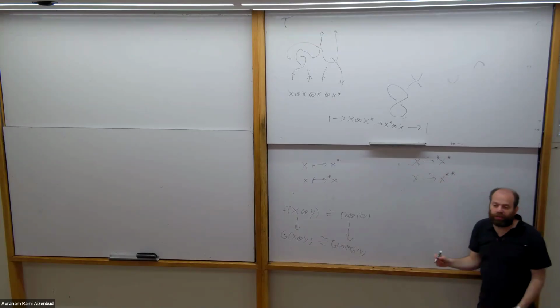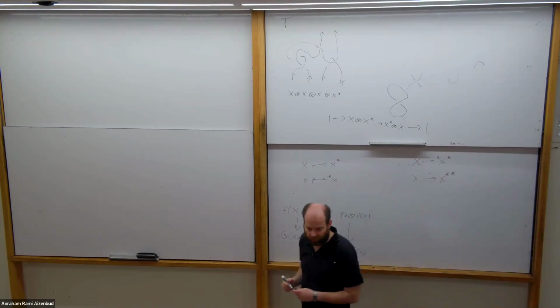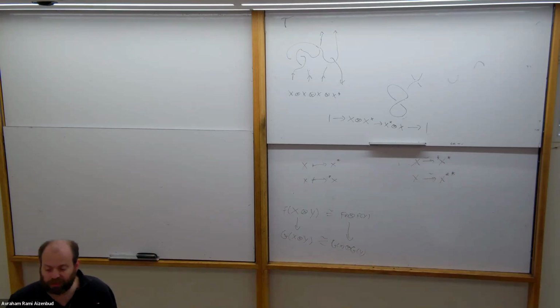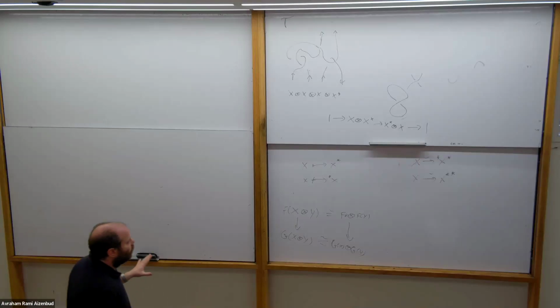Now x dual dual is already a monoidal functor. And the braiding gives an isomorphism from x to x dual dual, but this isomorphism is not monoidal. And this makes our life hard.